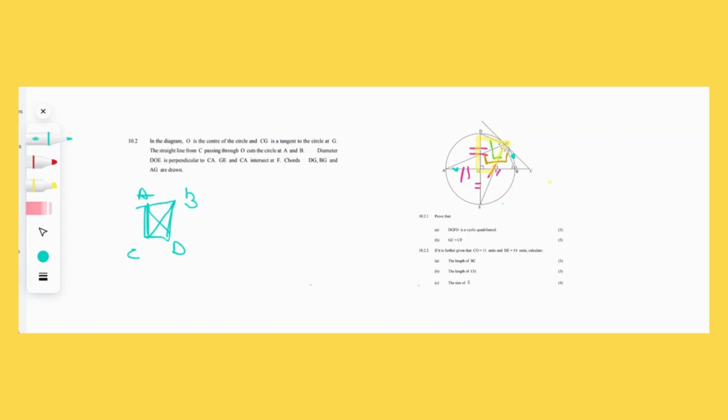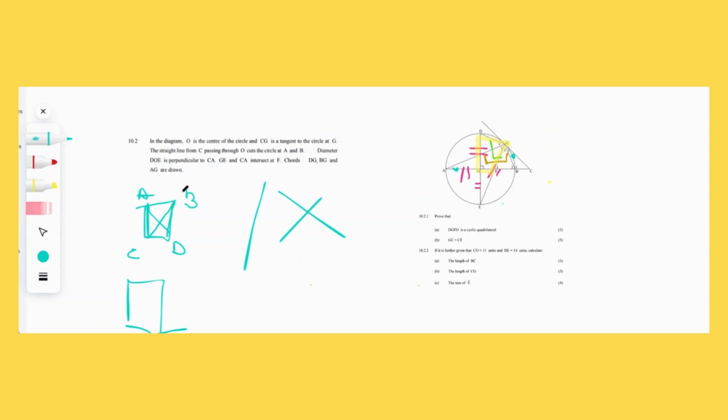And so what you first want to do is write down all of the cyclic quad theorems. So we have angles in the same segment, we have exterior angle of a cyclic quad, and we also have opposite angles of a cyclic quad equal to 180 degrees. Now, let's first start off with angles in the same segment. How would we use the theorem of angles in the same segment to prove that the shape is a cyclic quad? Well, the very first thing is that you would have to identify angles that are in the same segment.